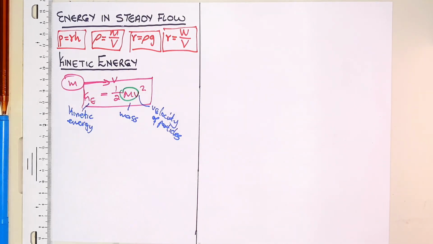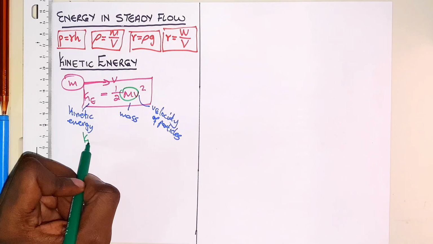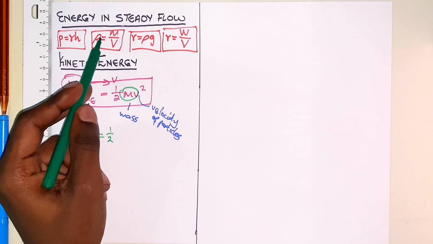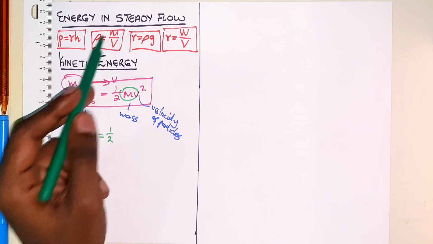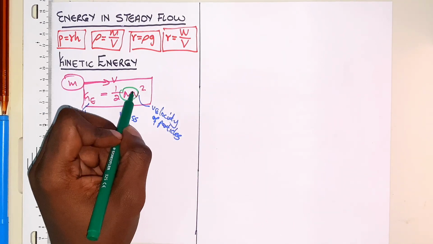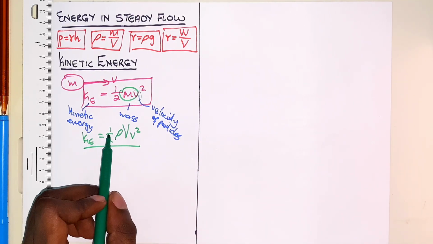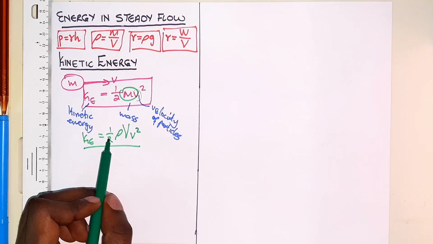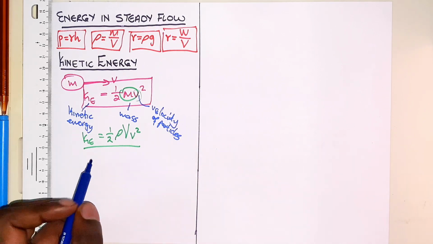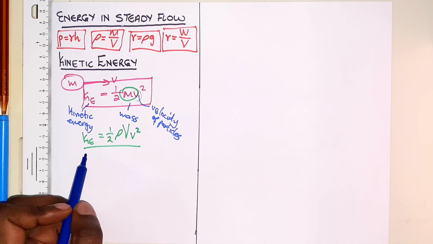Now, if I take the mass here and I substitute with the formula of the density, my kinetic energy is given by 1/2, and instead of mass, I rearrange this formula to substitute for mass. That will give me density and volume, and I still have my velocity squared. Now from this equation, you can see that kinetic energy is directly proportional to the fluid's density and the square of its velocity.